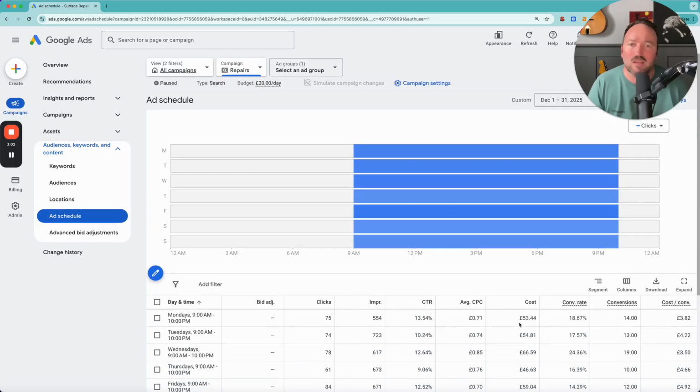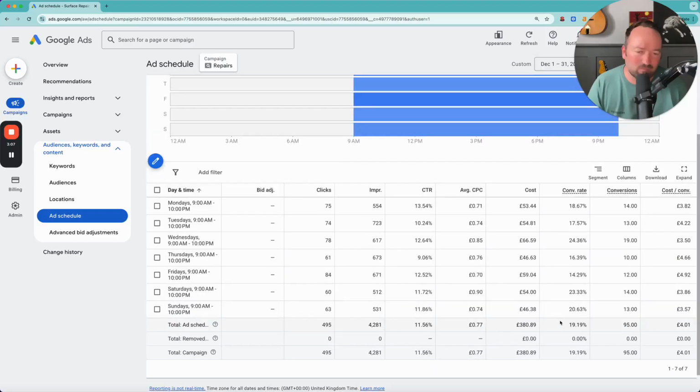Now this was home repairs. So my hunch is that a lot of people were at home at the weekend and they were like, oh, I want to get that thing fixed. And that's why the conversion rate was so high at the weekend. So that's why we ran it at the weekend. But in a lot of industries, we tend not to run it at the weekend.